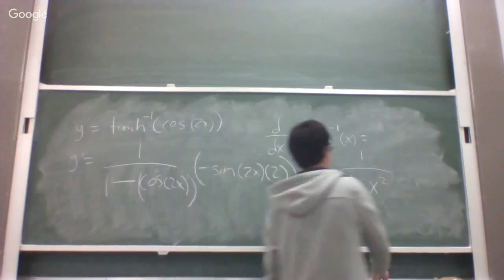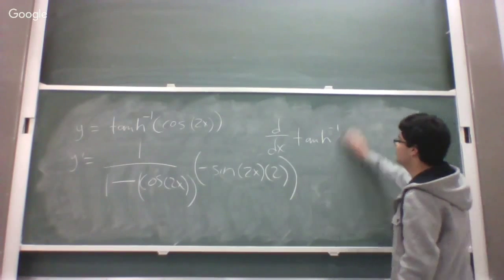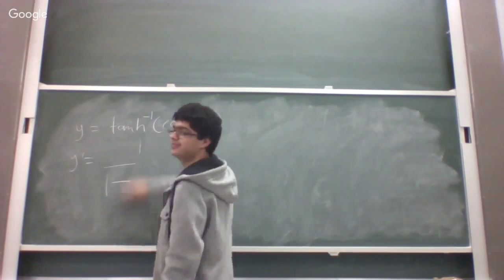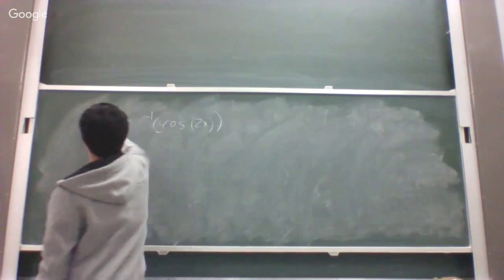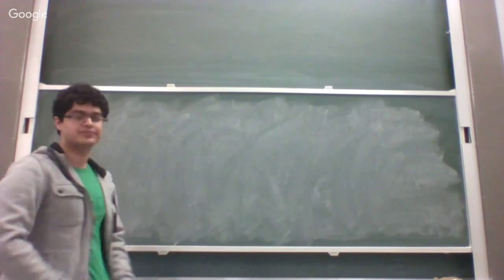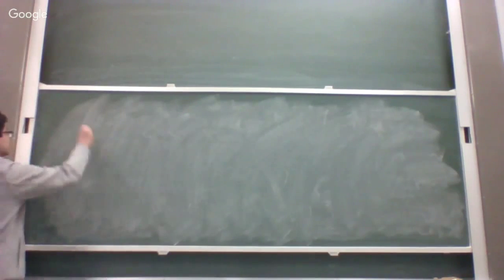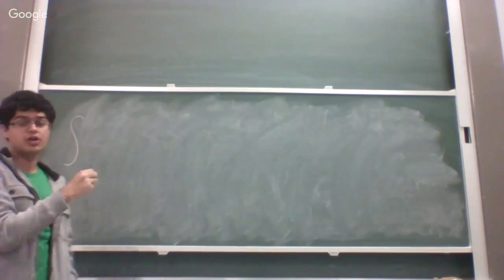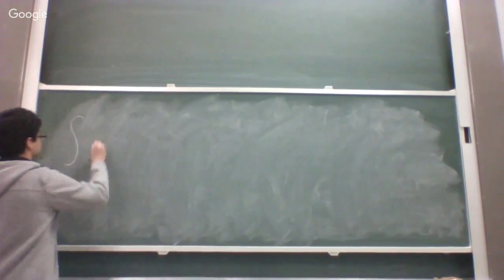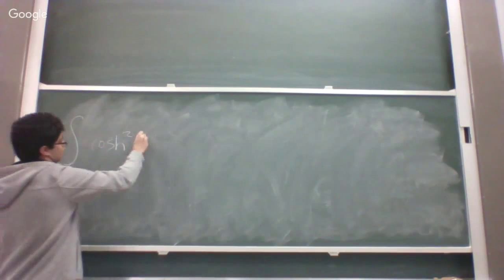So this unit turns out to be not as bad and scary as it should be. So now let's do some integrals. Say I have the integral of, I don't know, cosh squared of 3x.